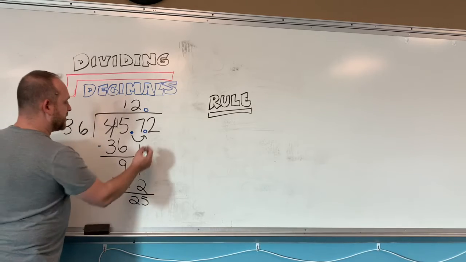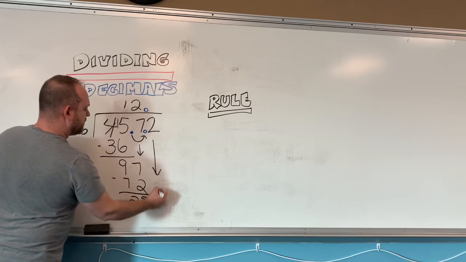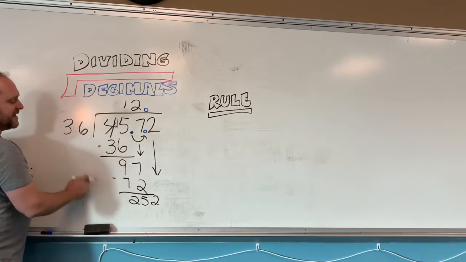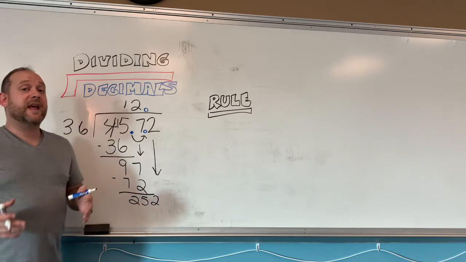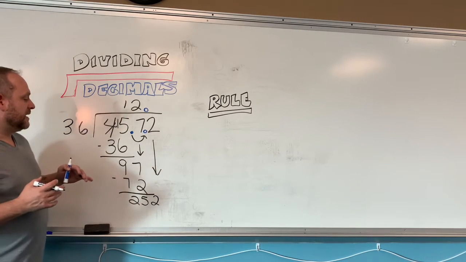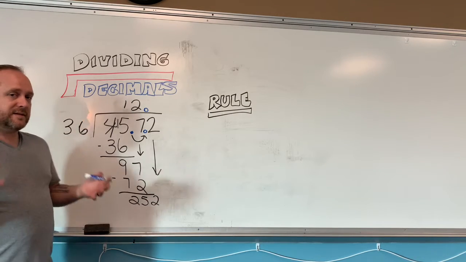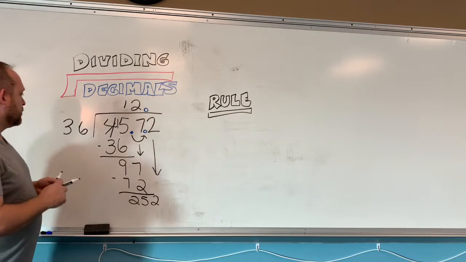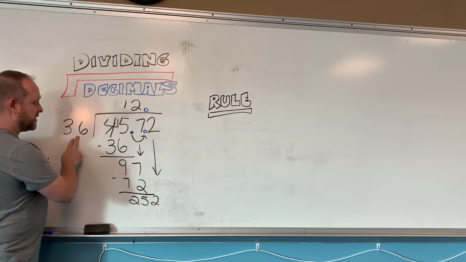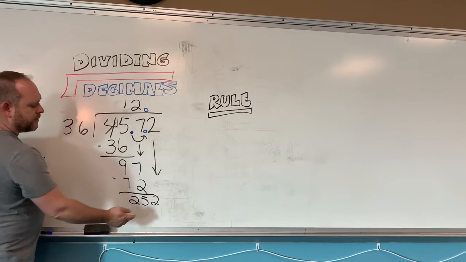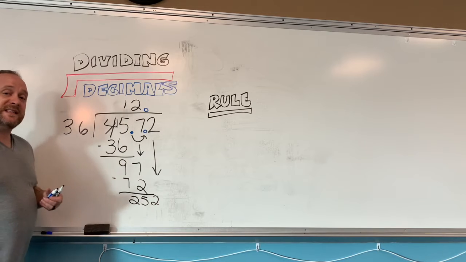So now we just need to figure out, we'll drop our 2 down, how many times 36 can be taken out of 252. Now, this seems like a really huge number, so I'm going to stop thinking about it as really big numbers, and I'm going to round this to somewhere between 3 and 4. I'm going to round this to around 25.